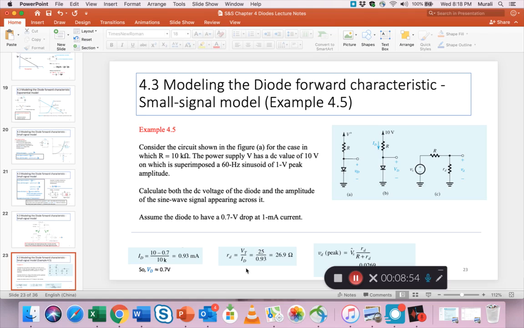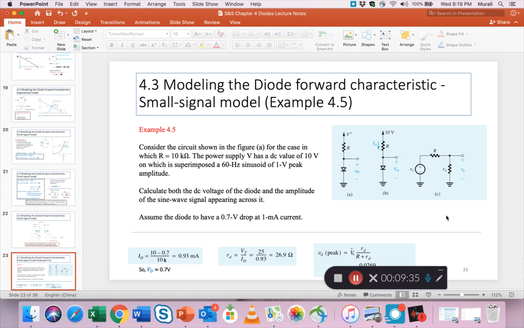Okay, so moving to the next step to the right, we have to find the RD, right? Remember that dynamic resistance or incremental resistance that I introduced when we did the theory. So that RD is nothing but the VT, which is a constant value of 25 millivolts, as you know, divided by the ID, which is 0.93 milliamps, and we just calculated that. That gives us a value for the RD. That RD is what you use in the equivalent circuit in item C on the circuit diagrams on the right.